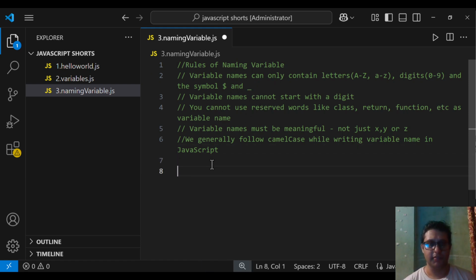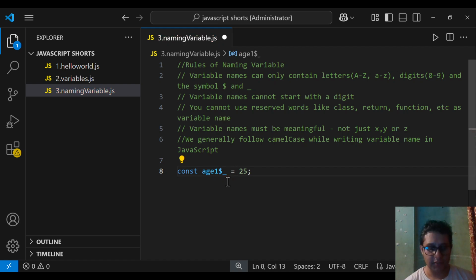For example, let's see. Suppose this contains letters. Now we can put a number like this as well. Also the dollar sign and underscore sign. But I cannot put any other sign. For example, I cannot put this and sign. Now this is wrong. Also I cannot put this bracket sign.